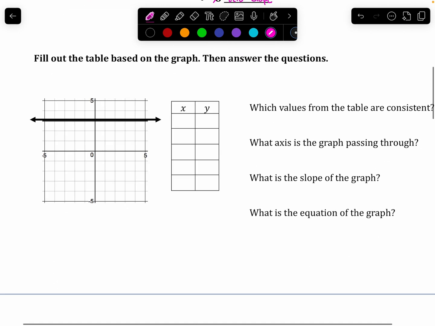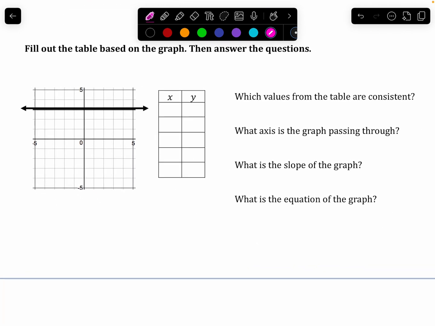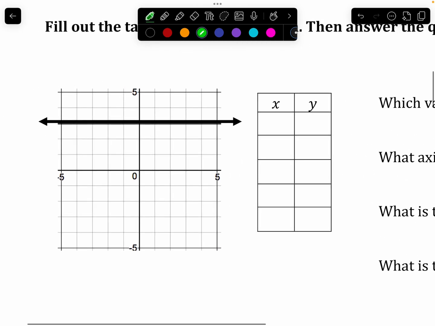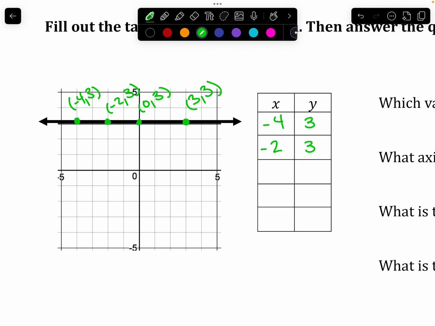So if you look down here at this section, we have a horizontal line that is graphed. It says fill out the table based on the graph and answer the questions. So I'm first going to grab some coordinates here, and I'm just going to be picking random coordinates. This coordinate is -4, 3. This is -2, 3. This is 0, 3. This is 2, 3. And I'm just going to go plug those in over here on my table. You can choose any coordinates you want. Those are the coordinates that I'm going to pick. And then I'll just pick the one next to it, which is 4, 3.